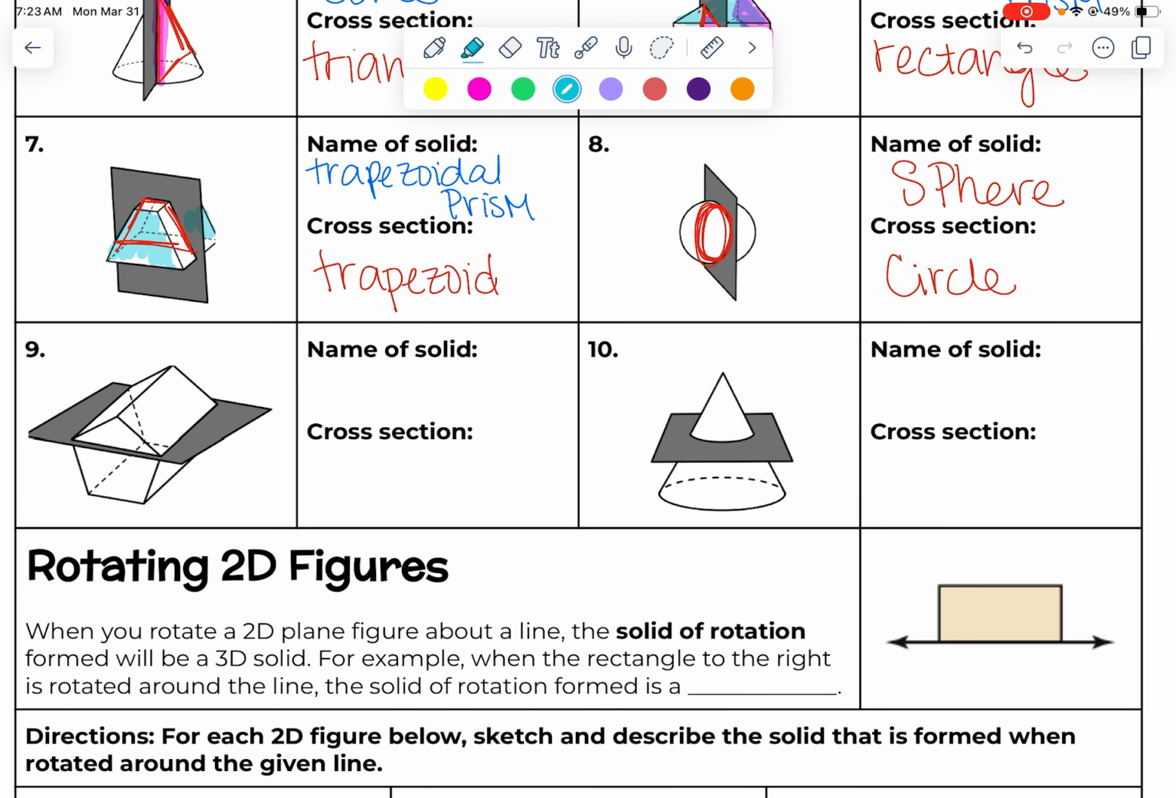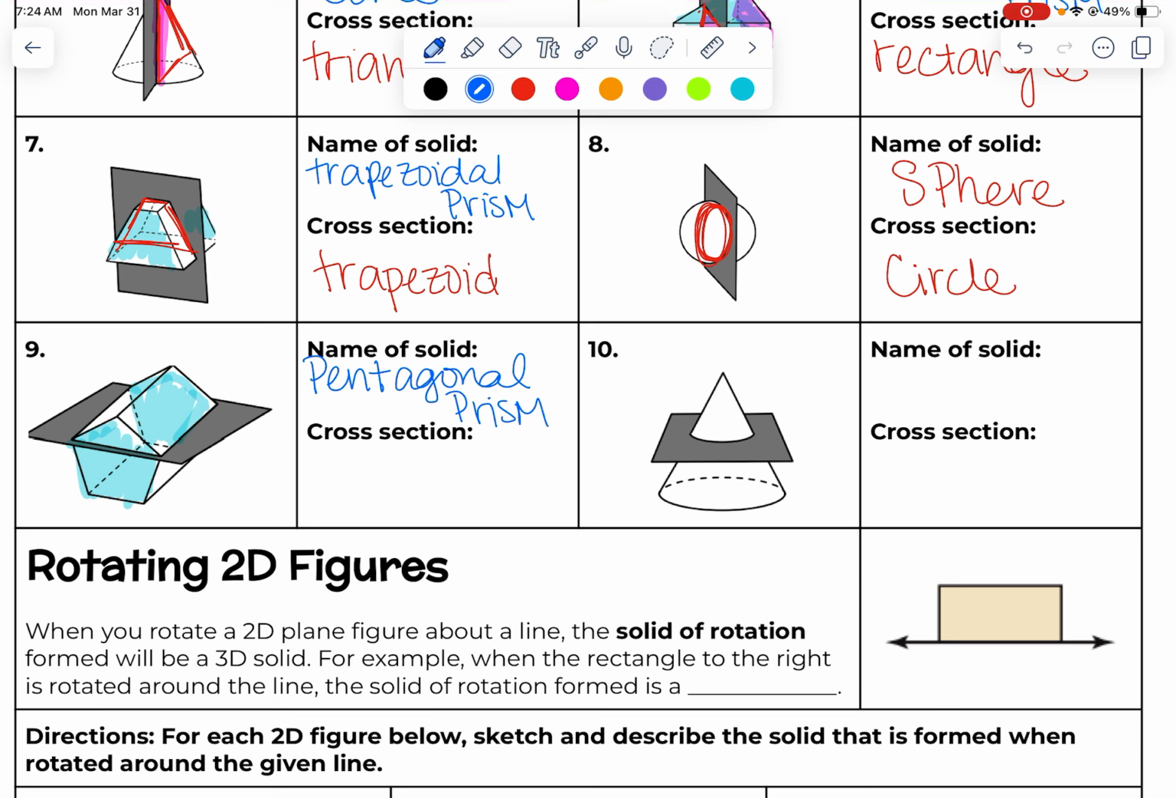Number 9, we have 2 bases here. We have this front base and we have this back base. Both of these are a pentagon. So we have a pentagonal prism.